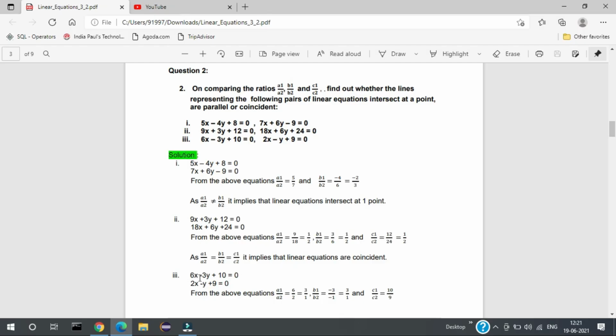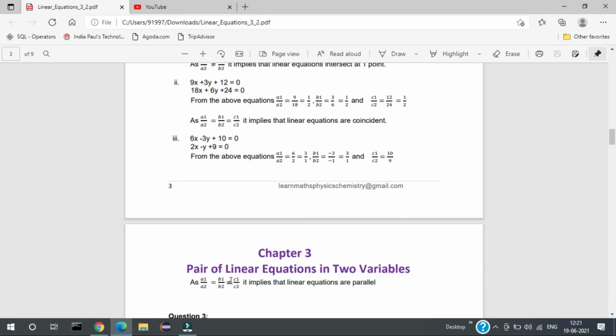Third one, 6x minus 3y plus 10 equals 0. 2x minus y plus 9 equals 0. From the above equations, a1 by a2 equals 6 by 2, b1 by b2 equals minus 3 by minus 1, that is 3 by 1, c1 by c2 equals 10 by 9. So here, hence we have a1 by a2 equals b1 by b2 is not equal to c1 by c2. It implies that the linear equations are parallel. That is, we may not get any solution.